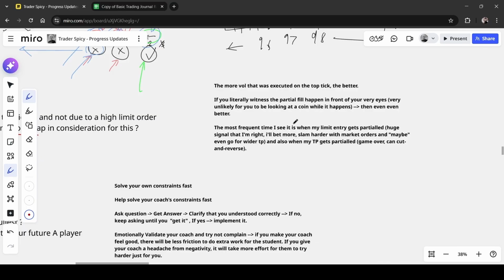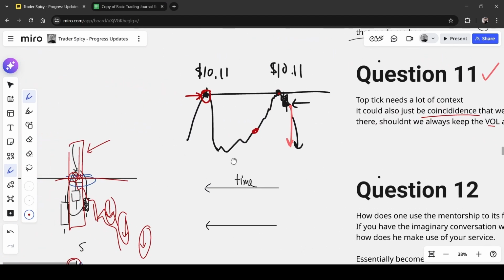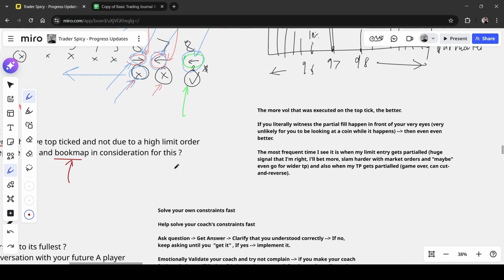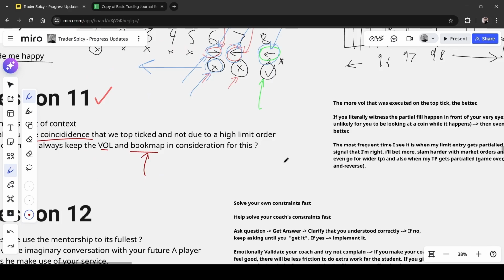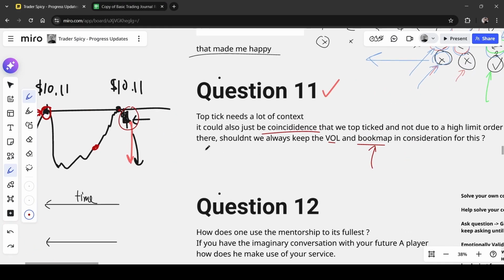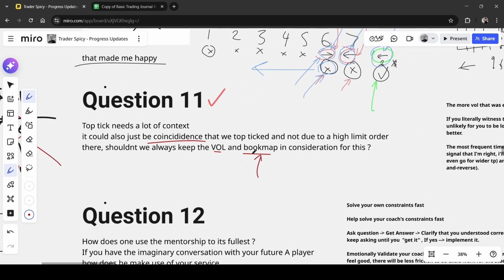Very unlikely that you open up a random coin, and then a partial fill just so happens to appear on your chart. Quite unlikely. It's more likely that you open up a chart and the partial fill has already happened, and you're just waiting for that next candle to form. That's at least from personal experience. This is if you're screening for a coin, and that's what happens. Therefore, I don't think the book map is going to be super relevant all the time.